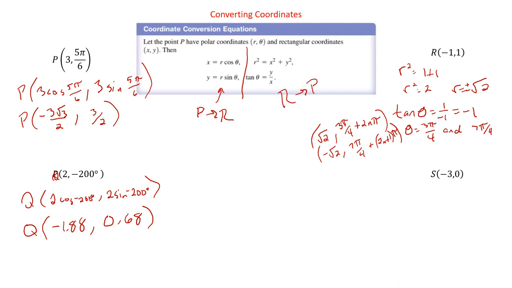So here, r squared will equal negative 3 squared is 9 plus 0. So r squared equals 9, so r equals plus or minus 3. And the theta or tangent of theta is y over x, which is 0 over negative 3, which is 0. Where does tangent equal 0? Tangent equals 0 at 0 and pi. It's on the x-axis, tangent equals 0. So theta could equal 0 and pi.